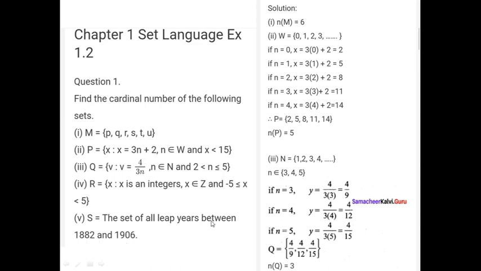Since it is given as between, 1882 and 1906 must be excluded. We should not include these two values. So it starts from 1883 to 1905. Check whether 1883 is divisible by 4. That is how we check whether it's a leap year. If it is divisible by 4, then it is a leap year. Is 1883 divisible by 4? No. But the next value, 1884, is divisible by 4.